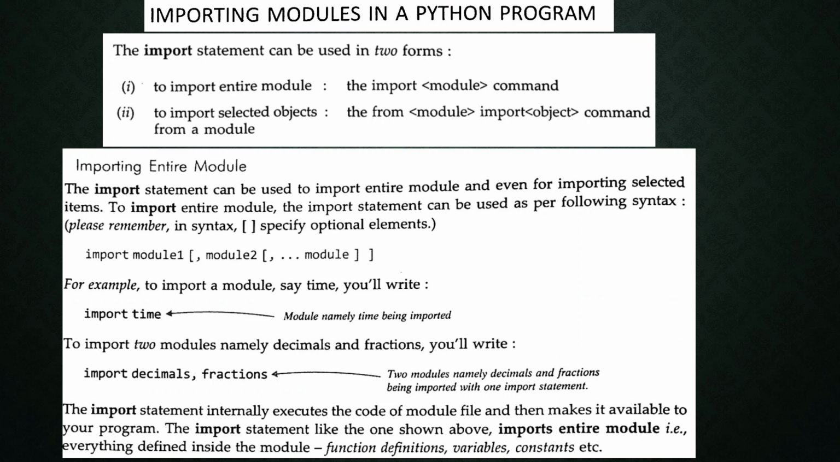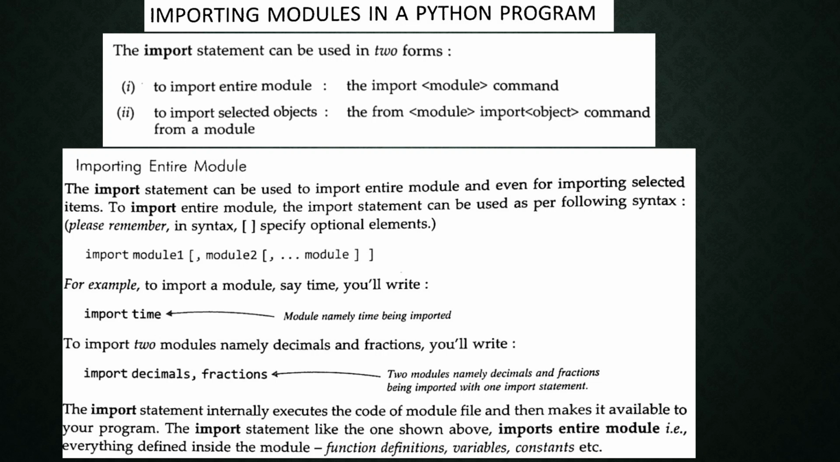Okay, so there are two ways to access a particular module. One is by using the import command to import the entire module, and the other is to import selected objects or selected functions. To import selected objects we need: from module import object. See, from temp conversion import to Fahrenheit, according to the previous program.